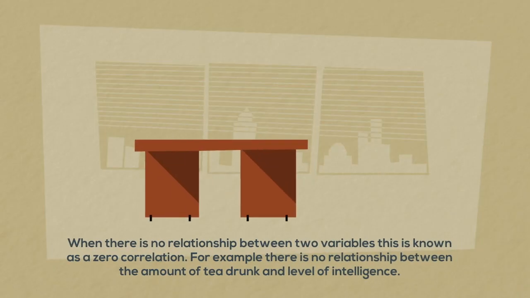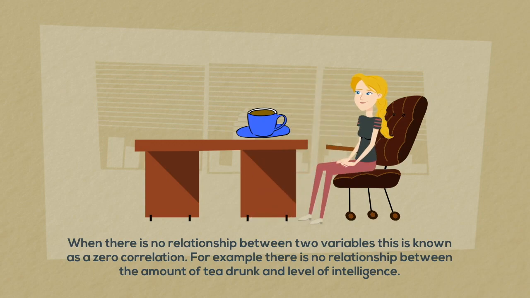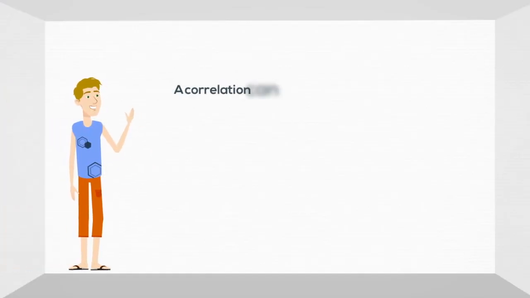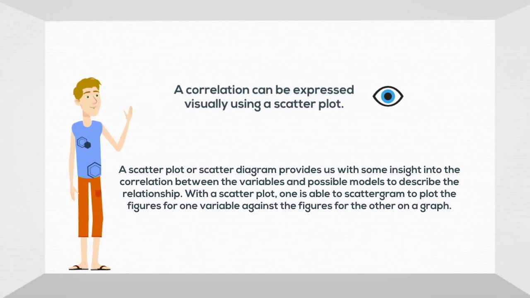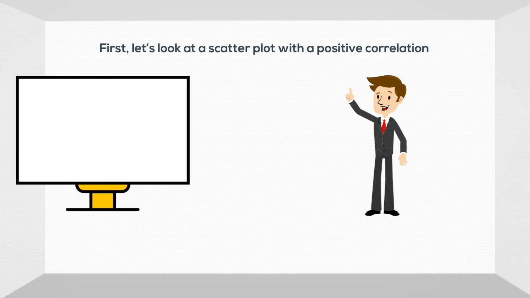When there's no relationship between two variables, this is known as zero correlation. For example, there's no relationship between the amount of tea you can drink and the level of intelligence. A correlation can be expressed visually using a scatter plot. A scatter plot or scatter diagram provides us with some insight into the correlation between the variables and possible models to describe the relationship. With a scatter plot, one is able to plot the figures for one variable against the figures for the other on a graph.